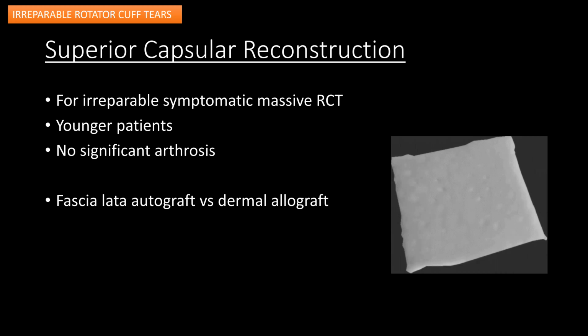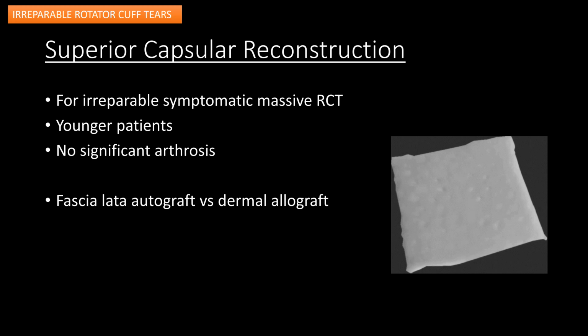Okay, so moving on to superior capsular reconstruction, which was first described by Mihata, who is a Japanese orthopedic surgeon, as an alternative treatment for patients with irreparable symptomatic massive rotator cuff tear. It ideally should be performed for younger patients with non-repairable rotator cuff tear and no significant arthrosis.